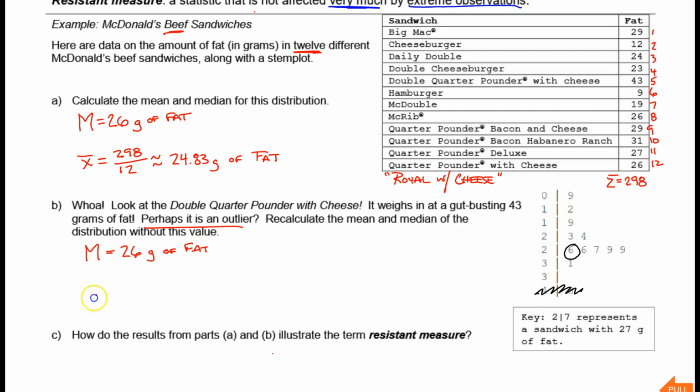Now let's talk about the mean. I had 298 grams of fat before, and now I'm going to subtract out 43 from that. That gives me 255. Okay, and I don't have 12 observations anymore. I only have 11. So go ahead and rip it on our calculator. It gives me 23.18 grams of fat. So if I take out that extremely high observation, I have a mean that is considerably lower than it was before. It was 24.83 before, and now it's only 23.18 once I remove that unusually high observation.